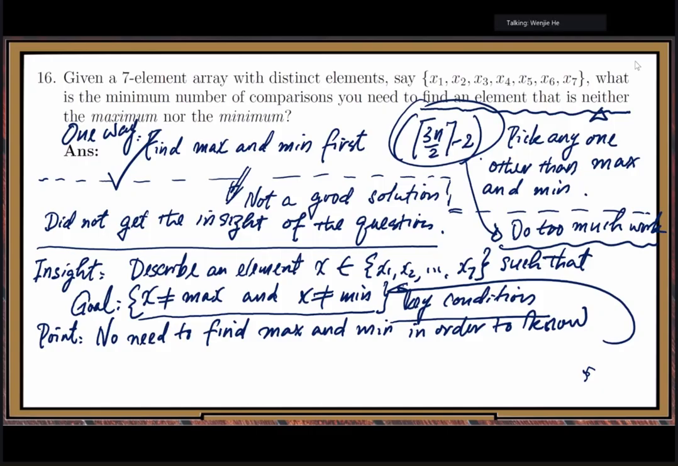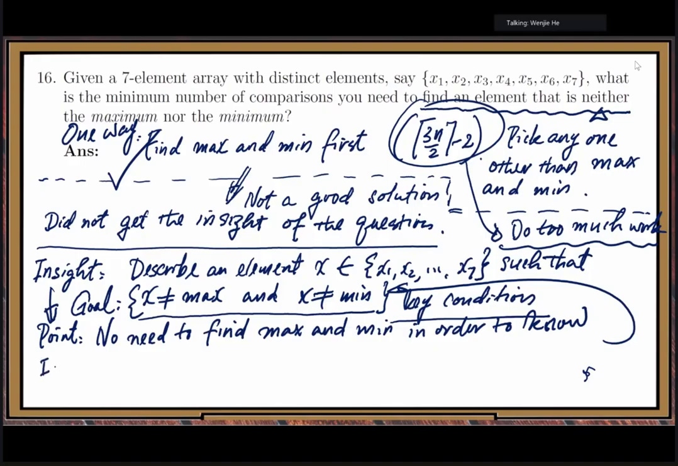How can we, without finding maximum or minimum, say some element is not maximum and not minimum? Can you get to this point? This is the key point related to the insight. Here, let me point out a critical property.